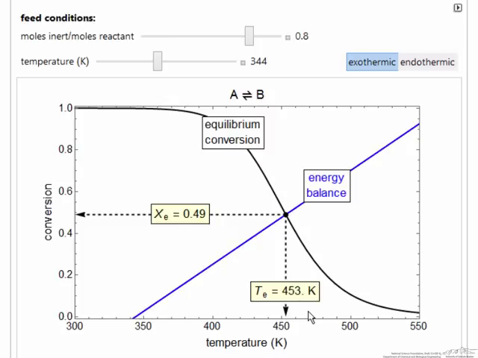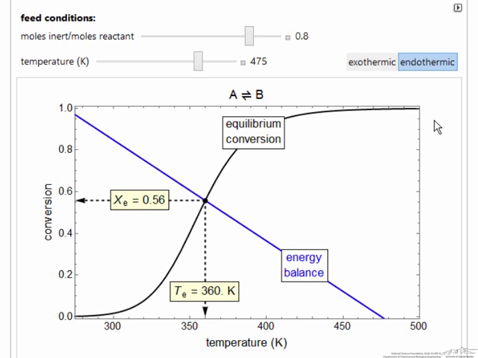I'm lowering the temperature because I have more material that needs to be heated, so it has some heat capacity for an inert. In this case, that's the same as the reactants and products. And then I can also look at the plot for an endothermic reaction.